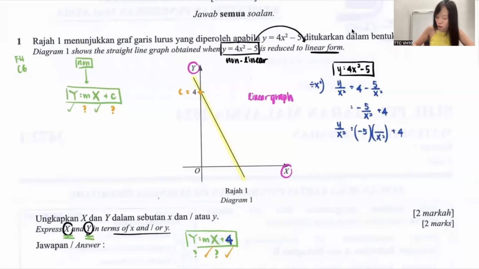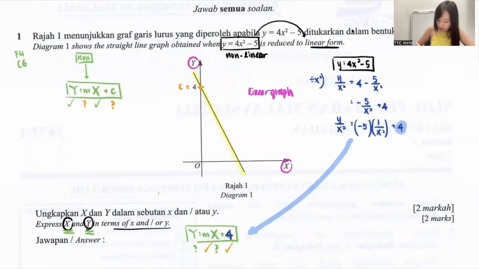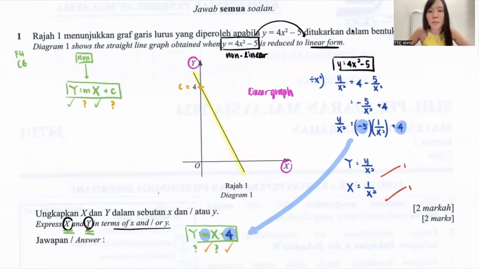But nothing to write on top, we will write a 1. So guys, doesn't it look like this one? Let me double check for you guys. The C is 4. So if the M is negative 5, that means my big Y is supposed to be the one in front there, which is y over x squared. Then this one should be my big X, which means my big X will be 1 over x squared. Done. So guys, just like that. This one should be getting 1 mark. This one should be getting another 1 mark, 2 marks. Very easy 2 marks for question 1.